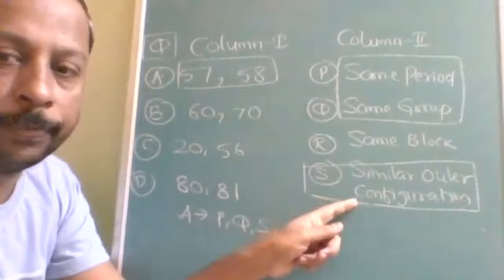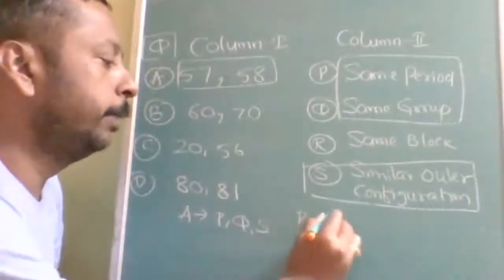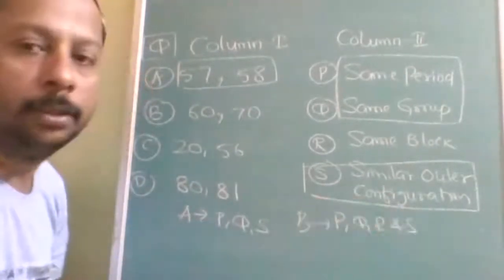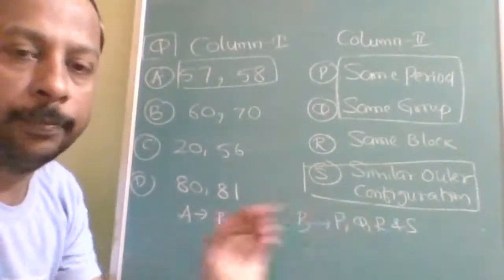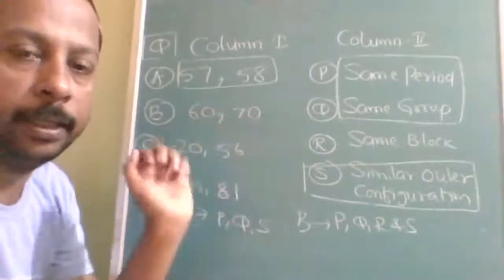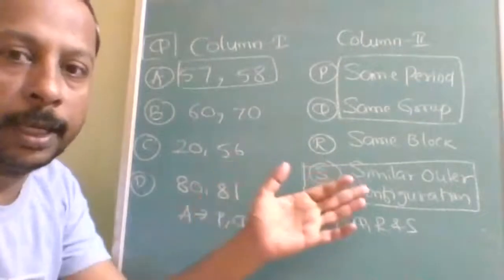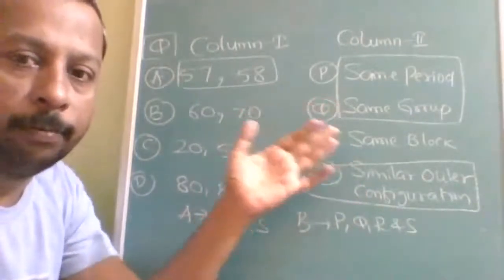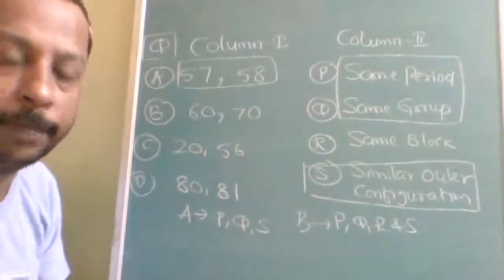Is it understood? Okay. And the B answer will be surprising to see. B answer will be P, Q, R, and S. All four are correct, because all of them are lanthanides. Okay, 60 to 70 will be lanthanides. So once all are lanthanides, they have the same period, same group, same block, and same electronic configuration. Is that understood? B part?